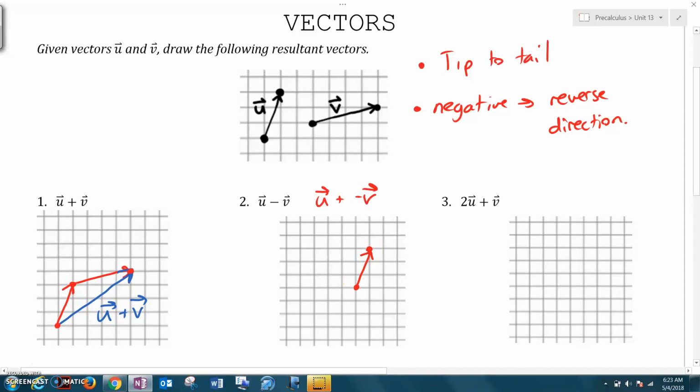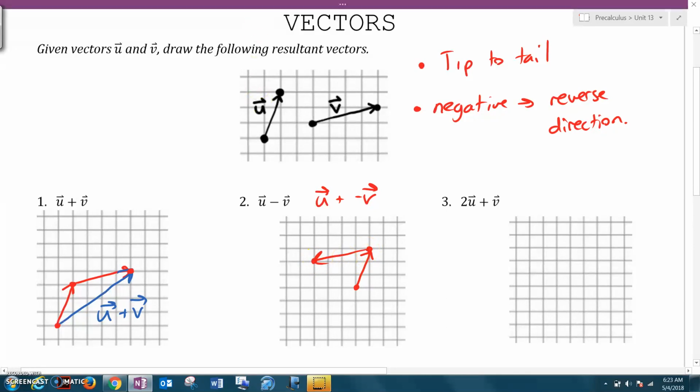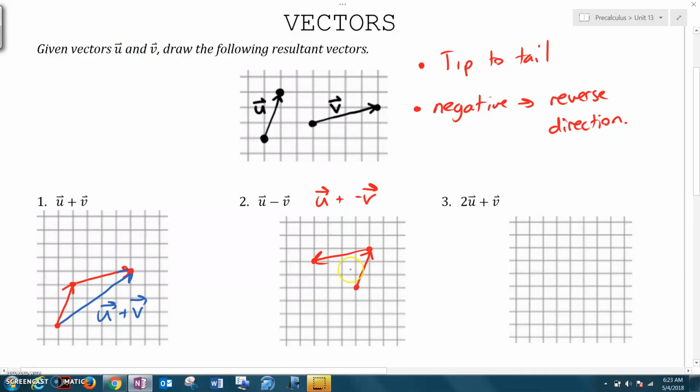Now v, instead of going up and to the right, I'm going to go down 1 and to the left 4. So there's v, or well, let's call that negative v. Alright, so now we're going to connect from start to finish, and that's u minus v.